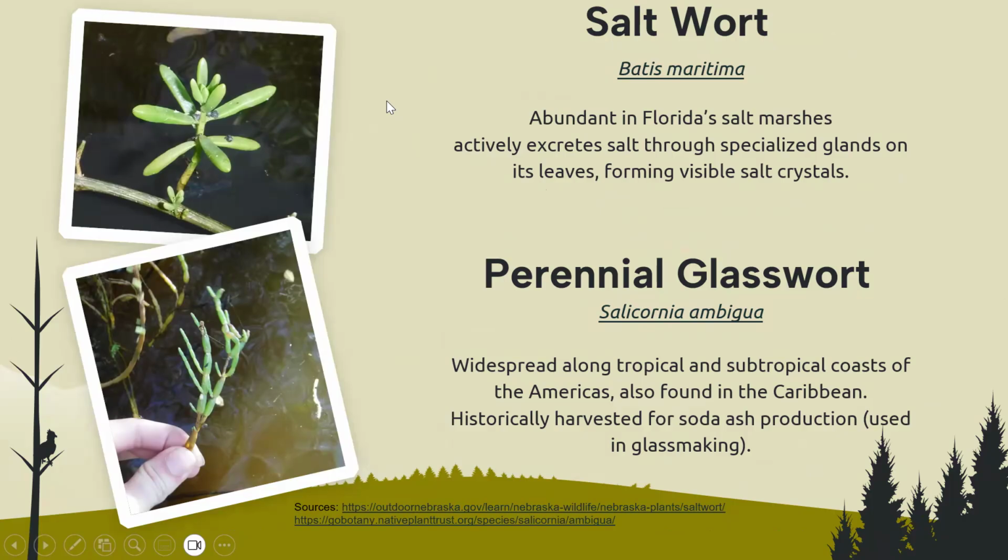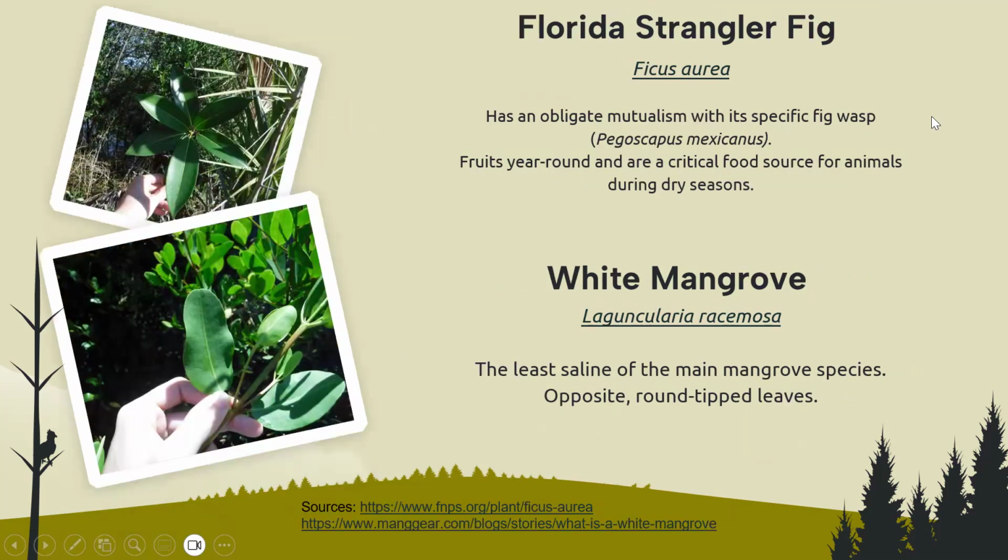So the saltwort is Batis maritima. It is abundant in Florida's salt marshes and actively secretes salt through specialized glands in its leaves, and thus it forms this coating of salt crystals that you're able to slightly see on this photo, but they're very prevalent in person. Perennial glasswort is Salicornia ambigua. That is widespread along tropical and subtropical coasts of the Americas, and it's also found in the Caribbean. And it's called glasswort because it historically was harvested for soda ash production, which is used in glass making. And these are both succulent species. That's why they're in the same slide.